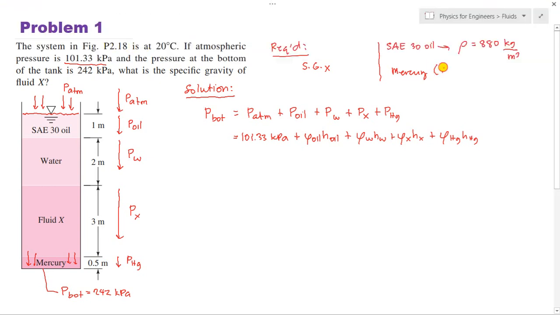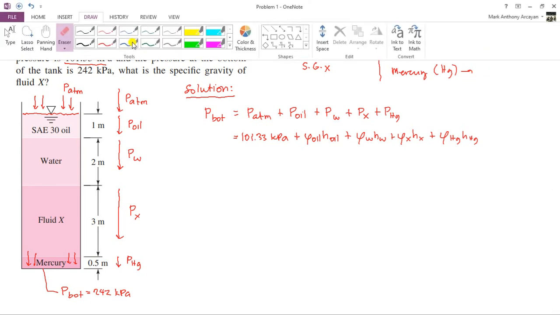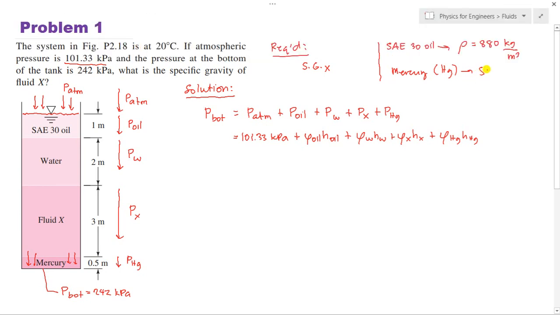So mercury, Hg, the density or specific gravity na lang. The specific gravity, that is SG of mercury, is equal to 13.6. So that's useful information, then nakaibaw na ta. So again, we're going to write it again.